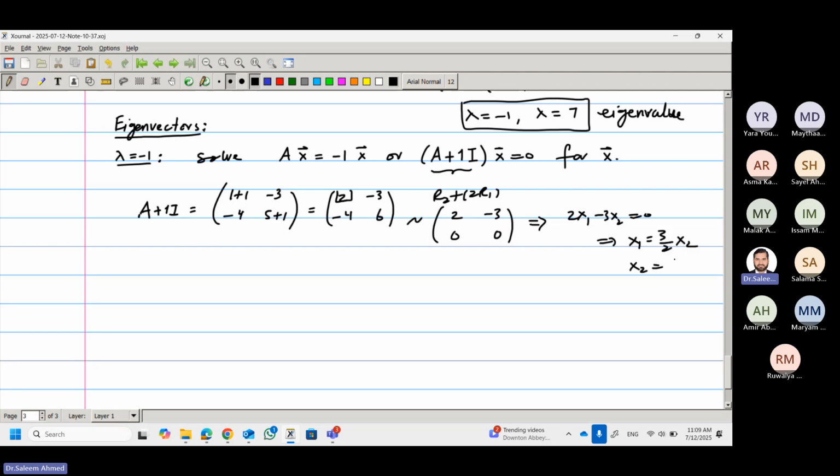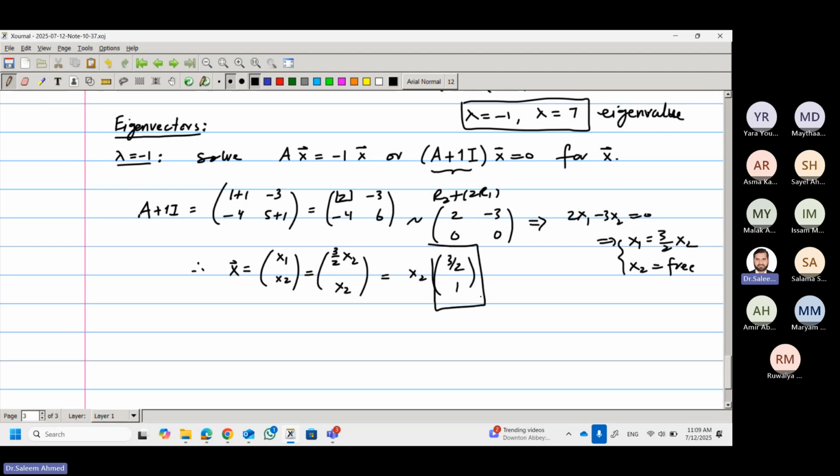So x2 is free. So one of the variables has to be free whenever you solve for eigenvectors. So therefore, now if I write the vector x1, x2, but my x1 is 3 by 2 x2 and x2 is x2. If I take x2 outside, I will get 3 by 2 and 1. So I will just pick this one.